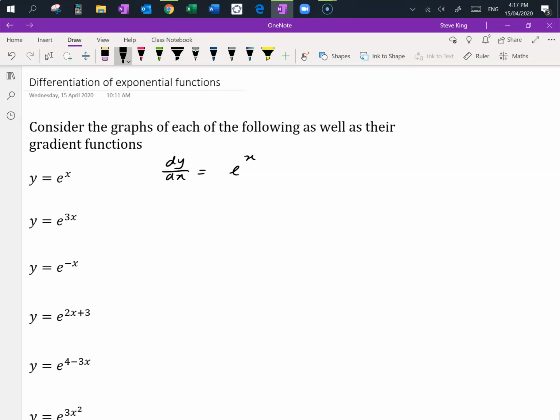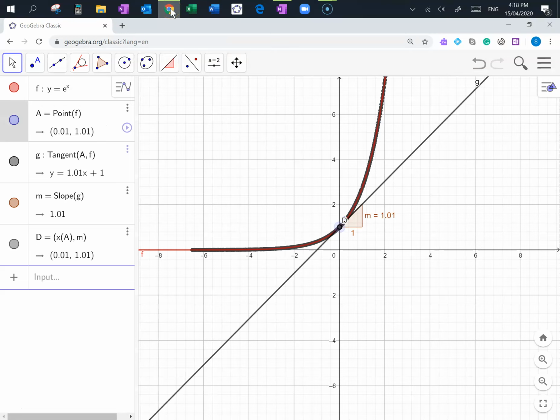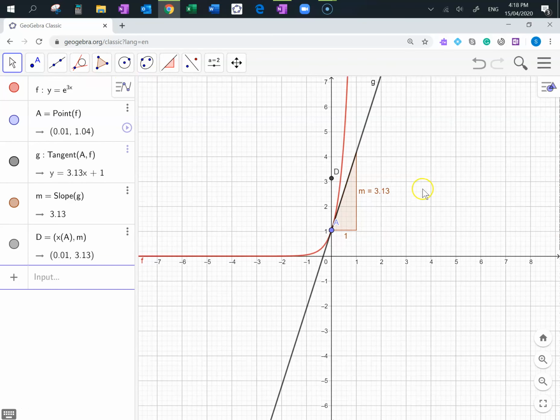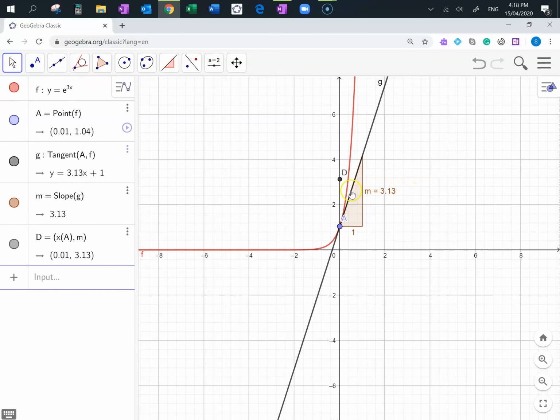Now, what about other exponential functions? What about functions where I've got 3x or minus x or 2x plus 3? We're going to look at this, and we're going to go back to that graphing package that we had before, and we're going to see what happens when I change these particular functions. So if I go back over here and amend this one slightly and make this 3x, and I get rid of that previous tracing, well, we can see now that the curve is a lot steeper, and we seem to have D at a slightly different point.